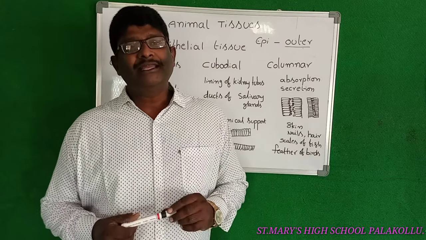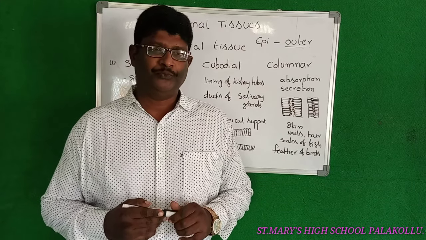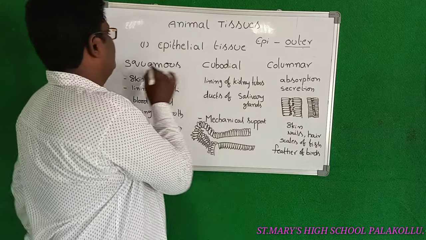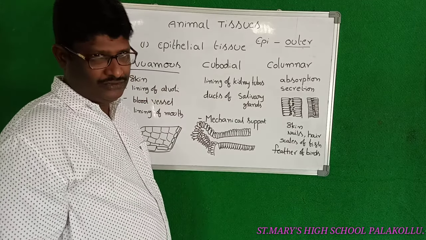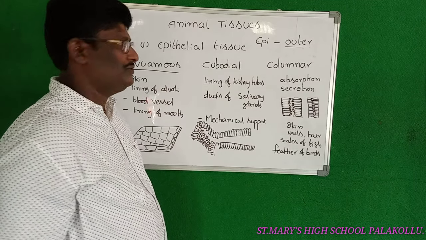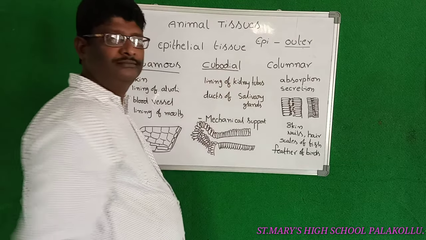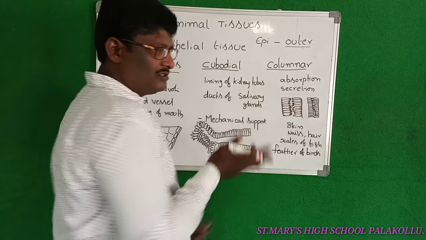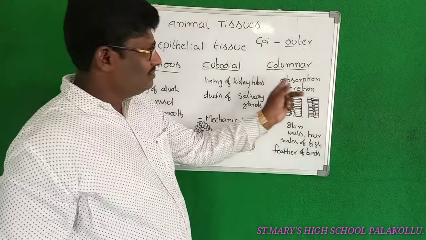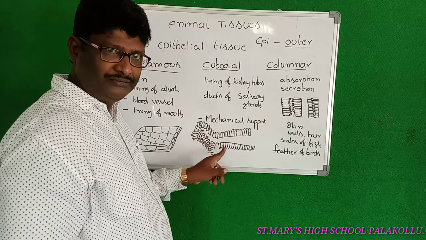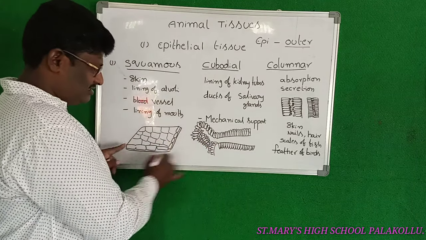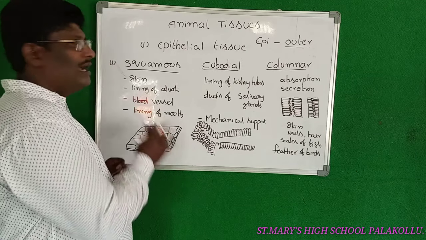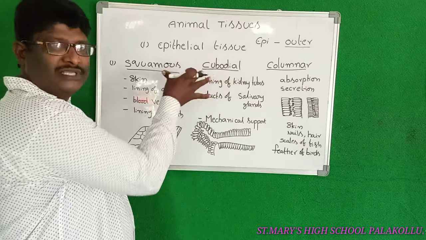So there are three types of epithelial tissue. What are they? Squamous epithelial tissue, next cuboid, and columnar. Columnar means the cells look like columns, so that's the reason for the name. Cuboid means cube shape, and squamous means square shape. The cells are arranged so, according to the cells, the names are fixed.